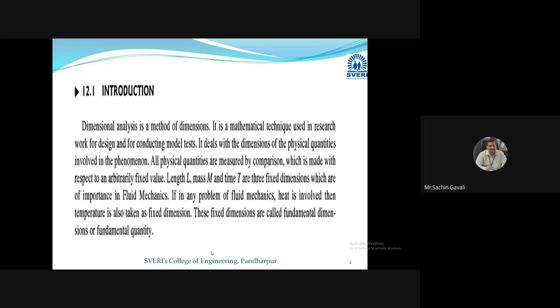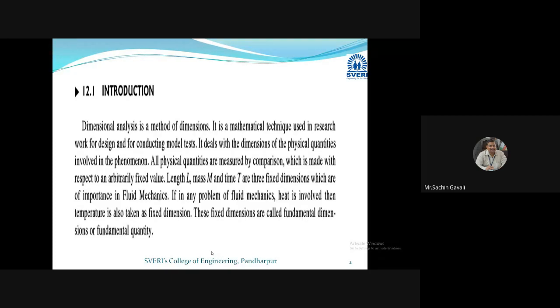Dimensional analysis is a method of dimensions. It is a mathematical technique used in research work to design and conduct model tests. It deals with the dimensions of physical quantities involved in the phenomena. All physical quantities are measured by comparison with respect to an arbitrarily fixed value. Length, mass, and time are the three fixed dimensions which are important in fluid mechanics.